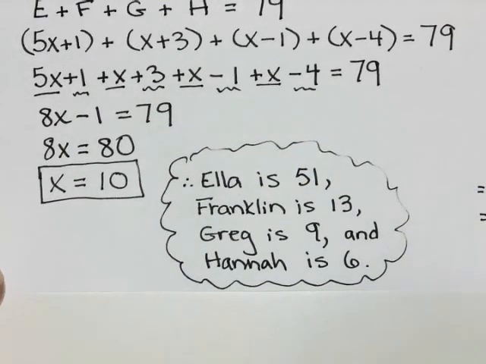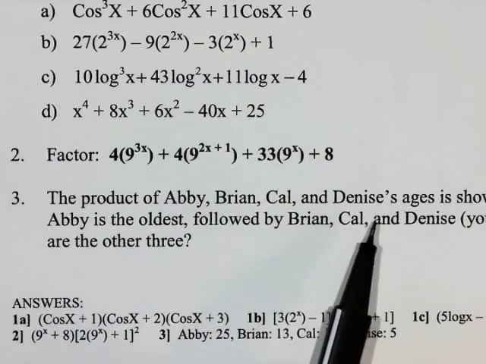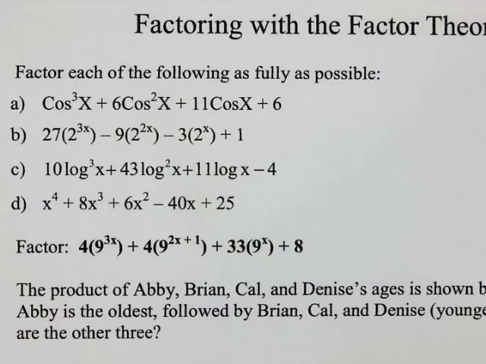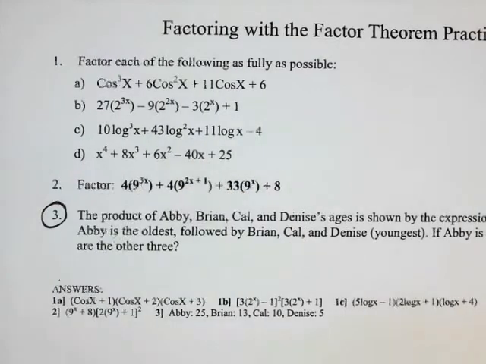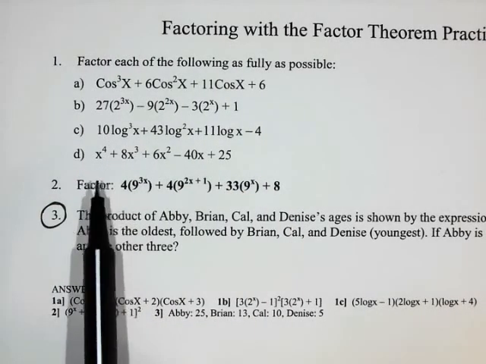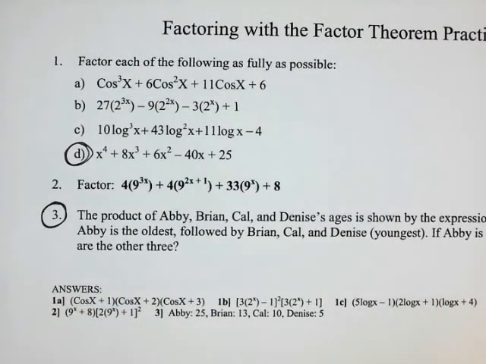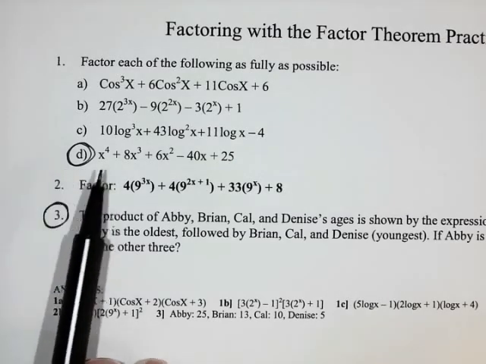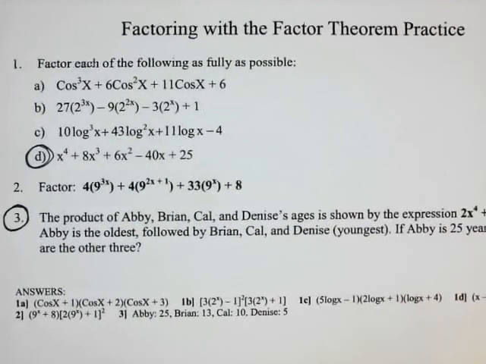Okay, so for practice on this section, the next page, there is a very similar question on here about Abby, Brian, Cal, and Denise. So you should try from the factoring with the factor theorem practice, question number 3. And then if you want practice doing ones where you have to factor and then take it and factor again, that's what 1D is. So definitely do number 3. If you're looking for practice of doing questions where you have to factor twice, then try 1D. But otherwise, I'd really want you to do question number 3 from this sheet.